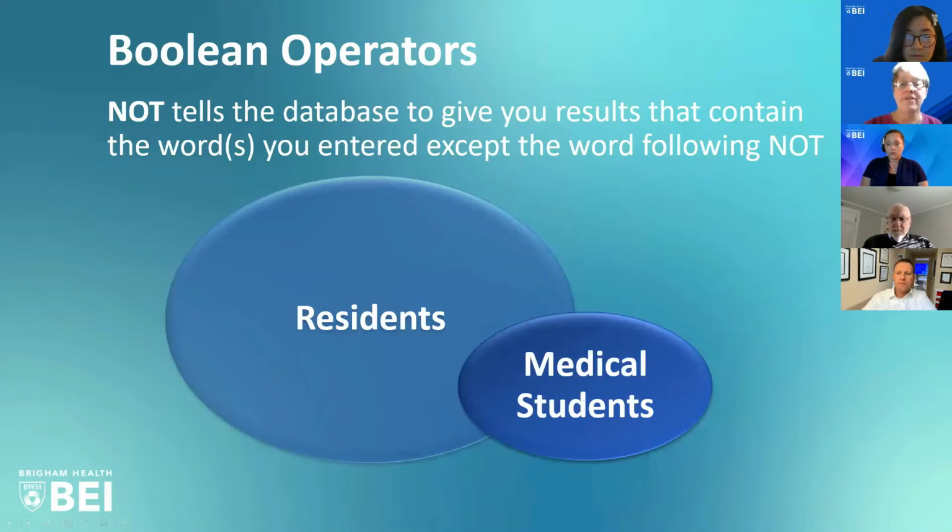And the Boolean operator NOT basically tells the database to give you the results that contain the words you've entered, except the word following NOT. Now, when you first start your literature search, I don't recommend using NOT, because it's going to limit your set of results, and you're trying to acquire information. But I just want to throw it out there.